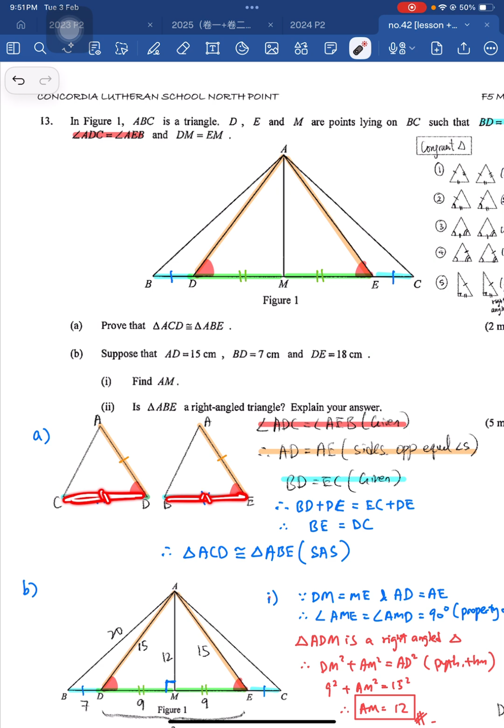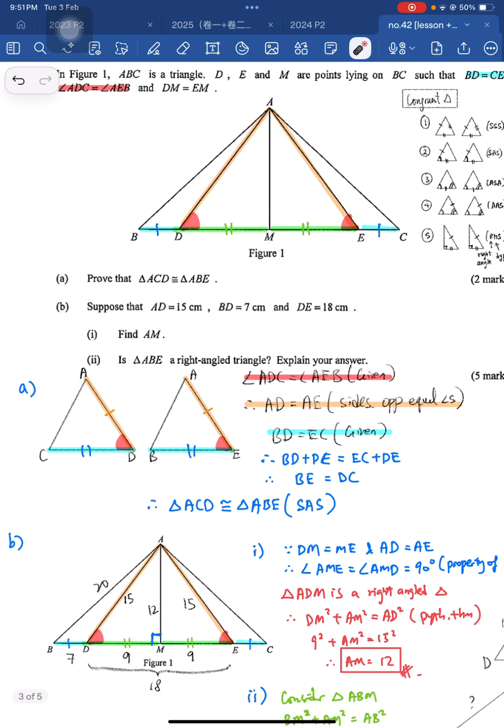Now we can conclude that these 2 triangles are congruent, because we can see a pair of sides passing through the angle and another side. So we can say this is a side-angle-side congruent triangle. So that's for part A. And now we have a look at part B.